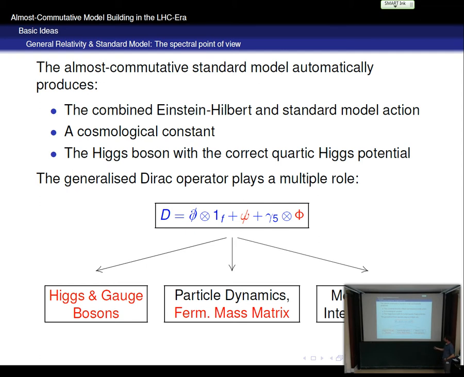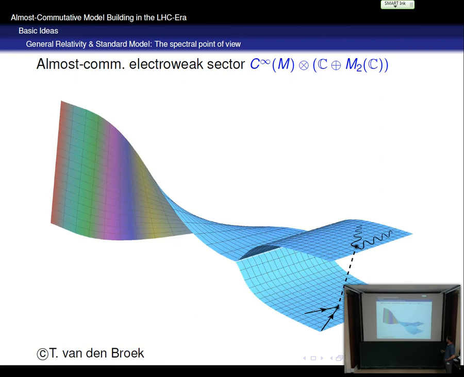You get the fermionic mass matrix, particle dynamics in a way, and if you take Connes' distance formula, you get a metric on the manifold and an internal metric of the whole thing. And what I will be mainly interested in is the particle physics content: the Higgs or more scalar fields, gauge bosons, and the fermionic mass matrix. So this is what I'm basically concerned with.